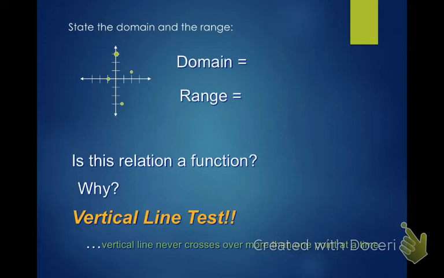If I draw vertical lines and I hit more than one spot of my function, if I hit more than one point, then it's not going to be a function. If I only hit one spot on my line or on my graph or on my points, then it's a function. Everything's okay.